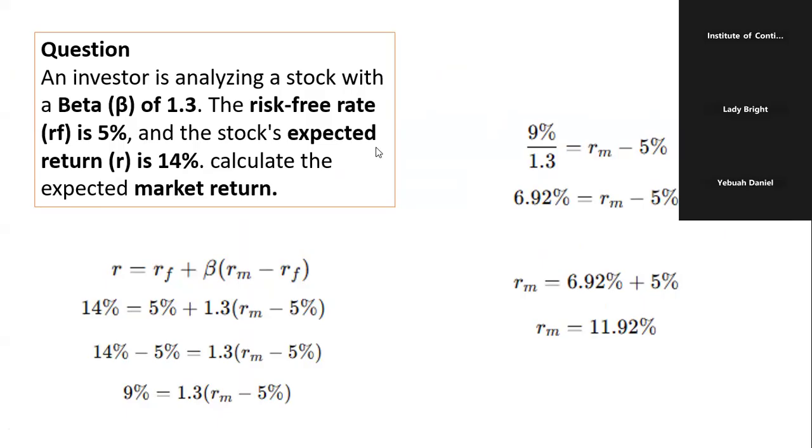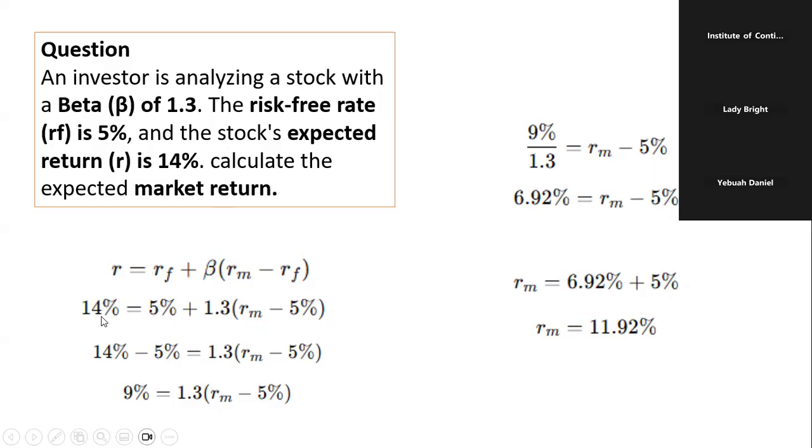Okay. See if you can explain it. Let's pick it from the question. The investor is analyzing a stock with a beta of 1.3, so our B is 1.3. The risk-free rate is 5%. The expected return on the market is 4%. Now, this formula is looking for the expected return on the market. As we know, for CAPM, we are looking at the expected return on the market, which has been given as 14. So the question is asking us to find the market return.